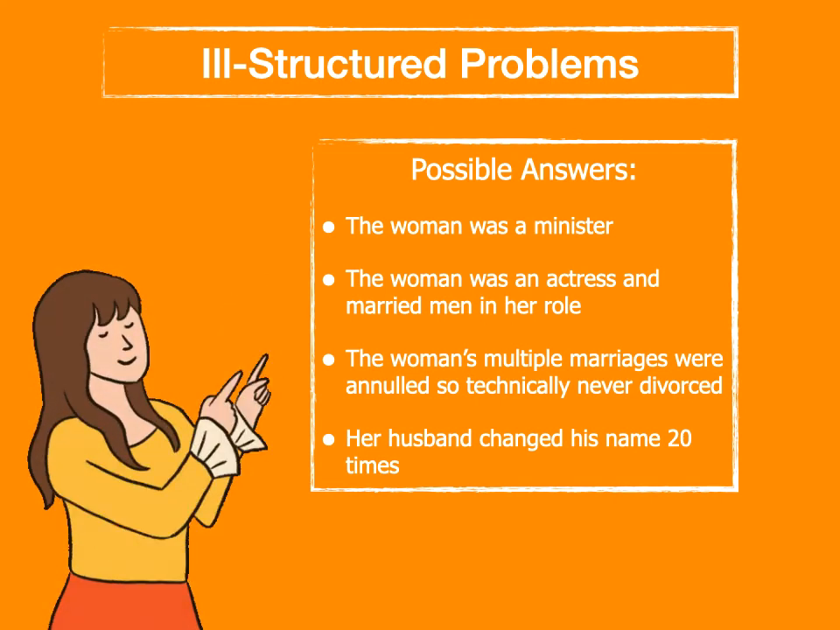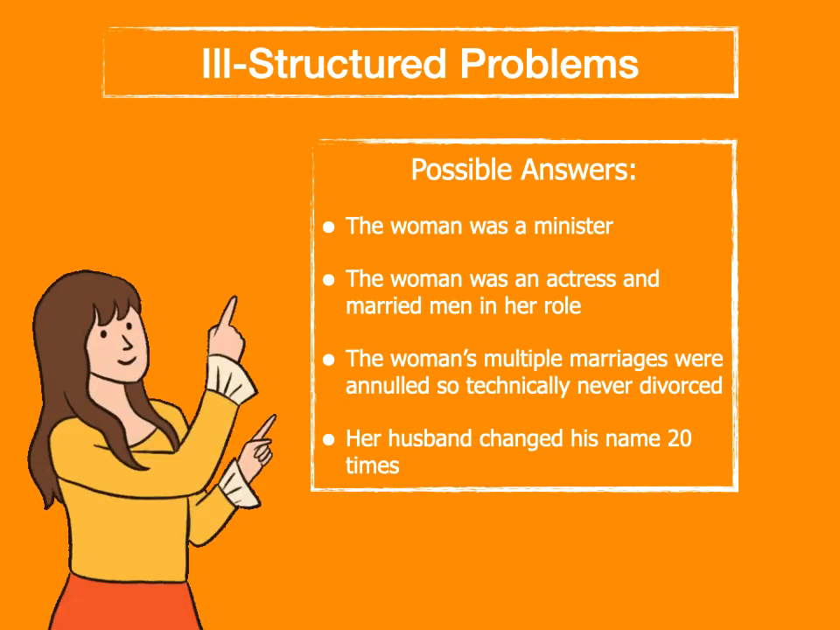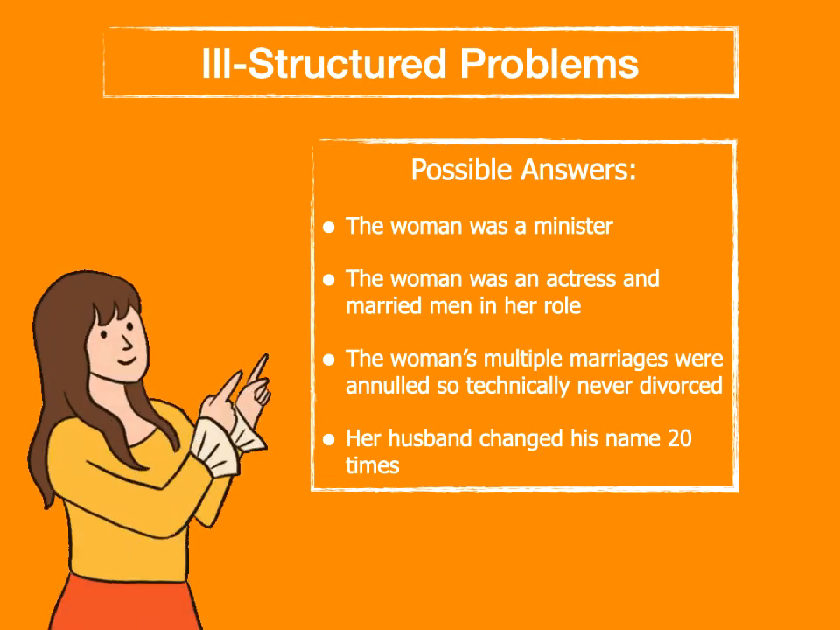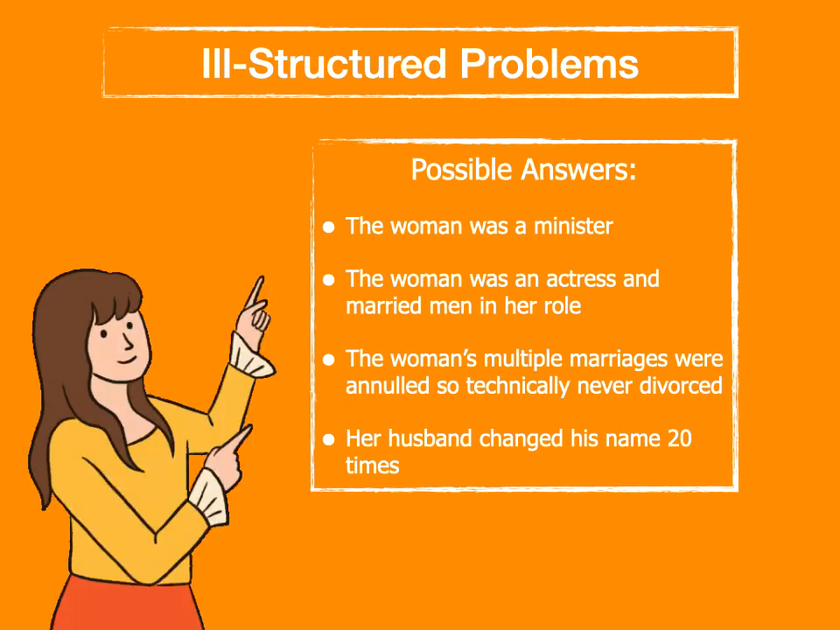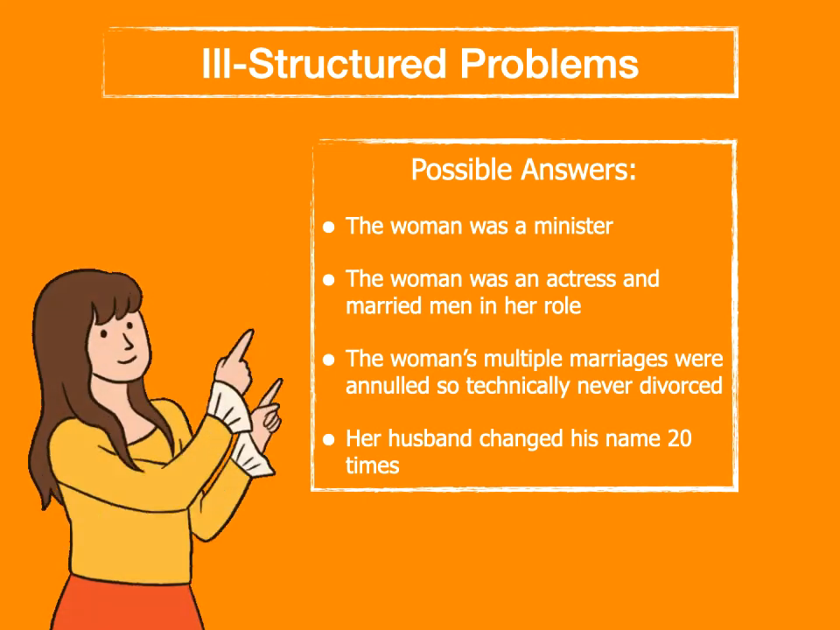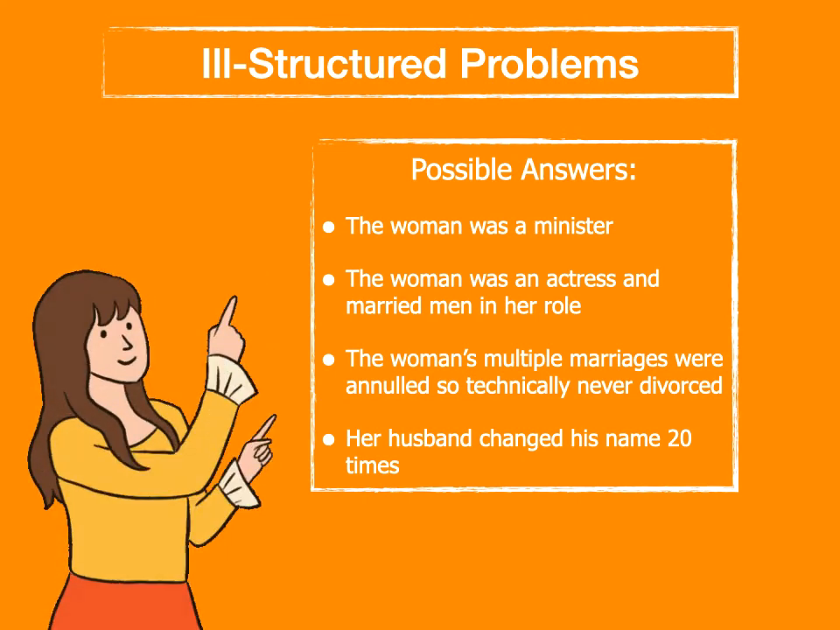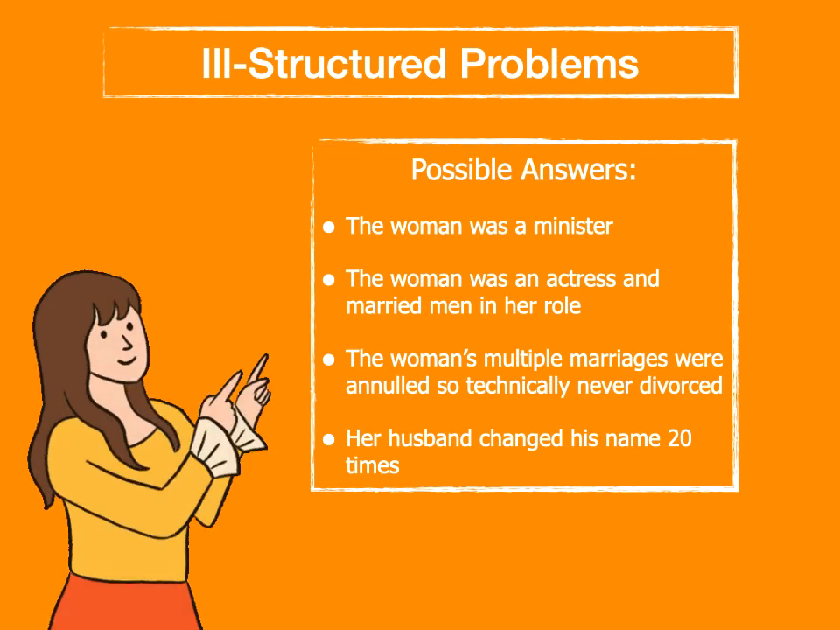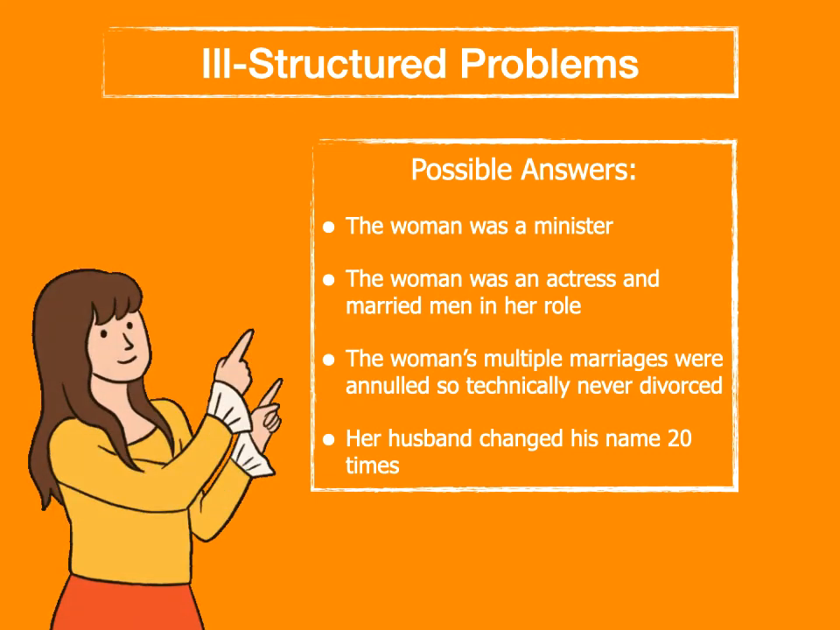Or the woman's multiple marriages were annulled, because of annulment. So technically, it's not divorce, right? It was annulment, not divorce. So technically, she was still able to marry 20 men. They were still alive, and she never divorced them because she annulled all of them.